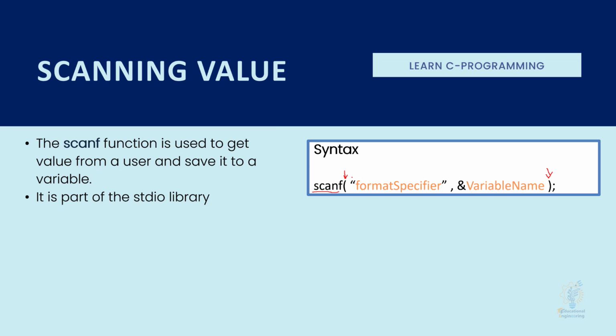Now, the first part is the format specifier. Here you must add a format specifier between two double quotation marks. Let's say that we want to read an integer value, so we will add %d between these two double quotation marks. Now the second part is adding a comma, then the & sign. After the & sign, we need to add the variable name. So in this case, let's say x, so we will write &x.